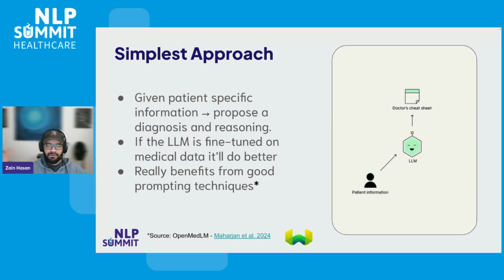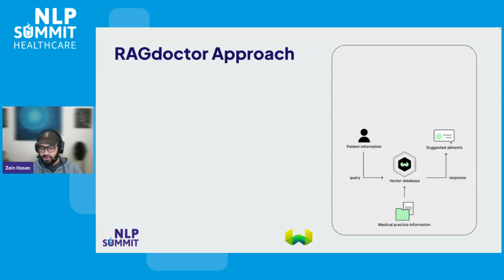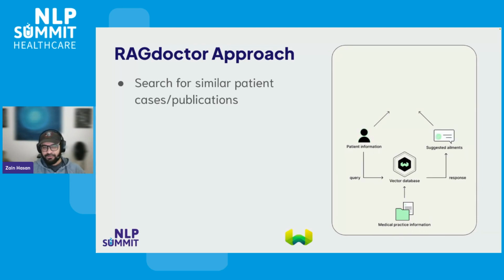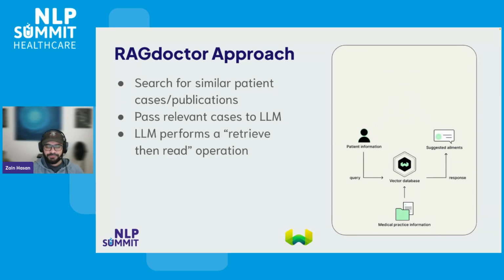So let's see how we can build on top of this. How can we improve on this? An improved approach, which I call the RAG doctor, the retrieval augmented generation doctor, is one where you've got all of your medical information, and then you take the current patient's information and you see what is the relevant information that should be read for this particular patient. So you extract that out, and then you take your patient information and the extracted information, you give that to your language model, and you ask it to output diagnoses, reason over this information. Here you need to be able to search for similar patients and publications and cases. You need to be able to pass the relevant information to a language model, and then the language model performs this retrieve then read operation.